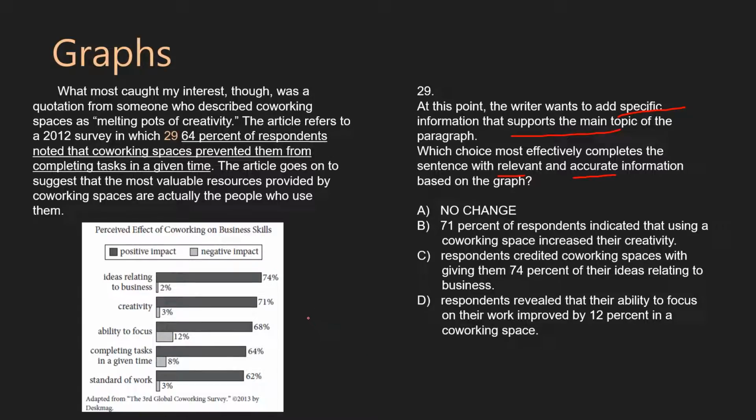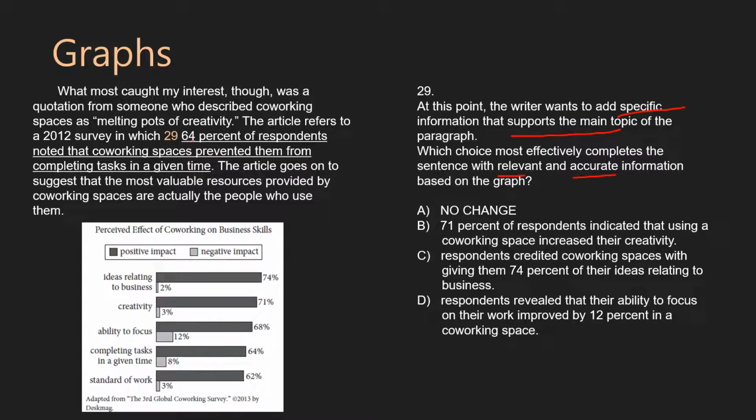But what does that mean? That doesn't make sense to me. How can 74% be an effect? When I look at the entities here, the darker color is the positive impact. So 74% thought it had a positive impact, whereas 2% thought it had a negative impact. So let's go through A, B, C, and D and see which of these is accurate, and then we'll check for relevance.